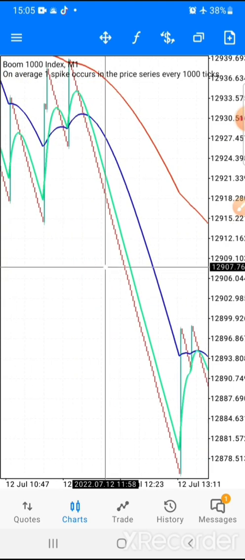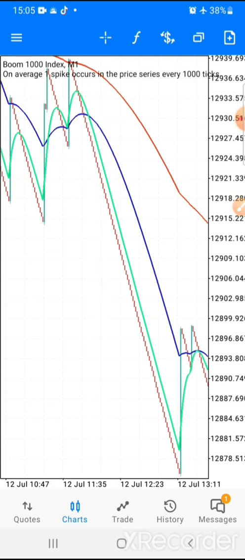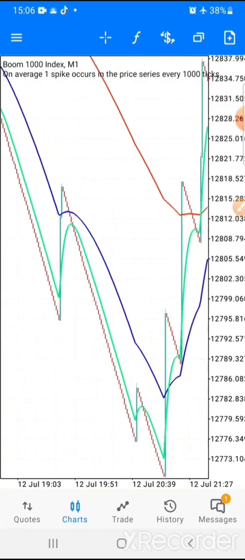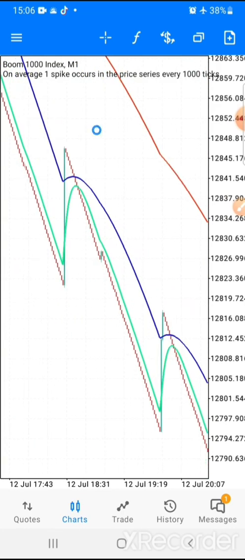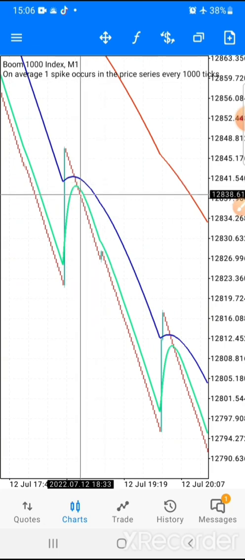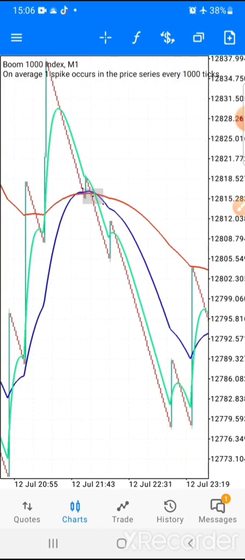Again, here we have an example. The green crosses the blue, 5 candles, and we are out. More examples. Okay, you can see here there was no crossing. It's not advisable that you enter. You have to wait for the condition to be fulfilled, then you can enter your trade.